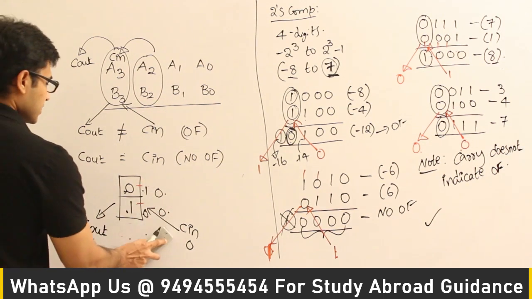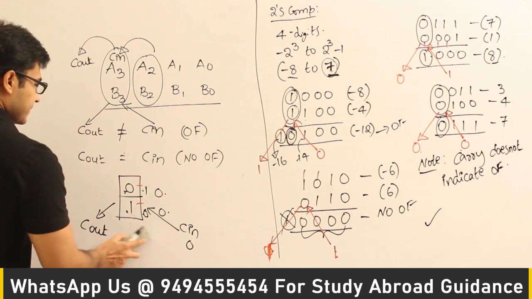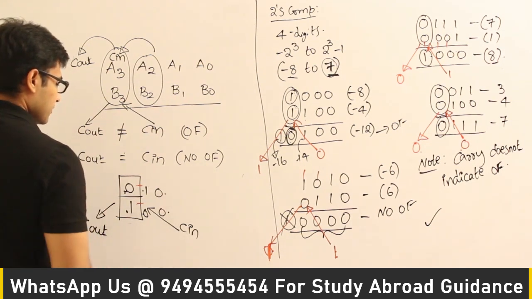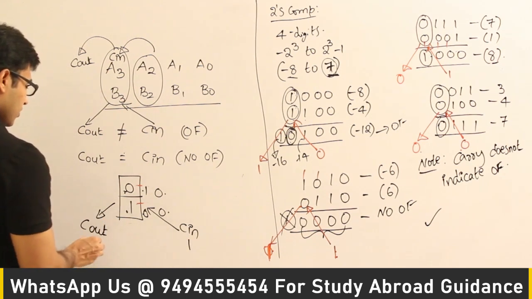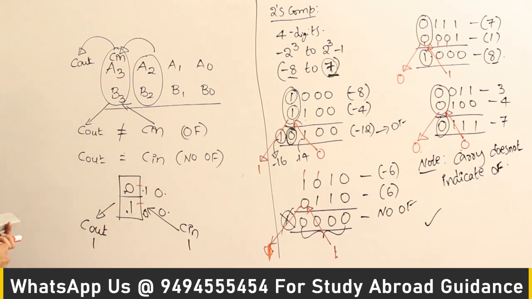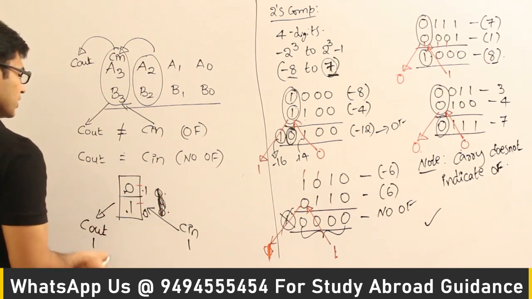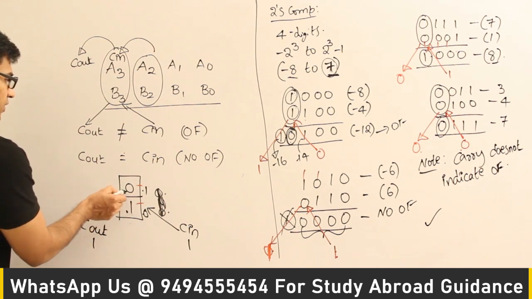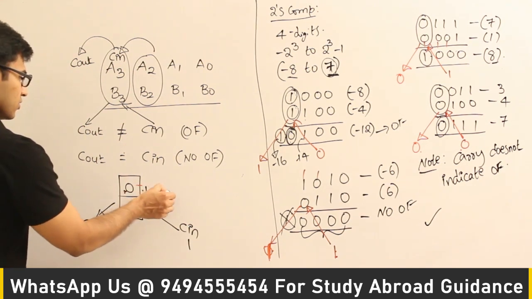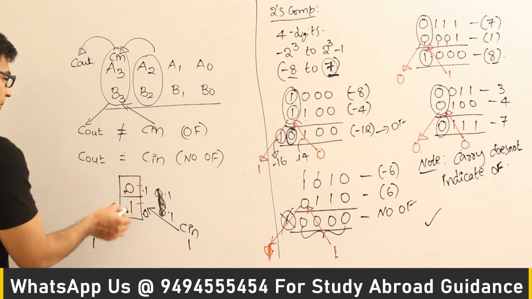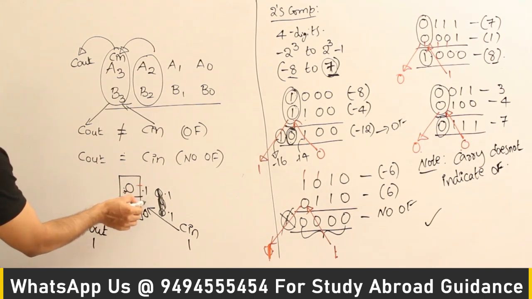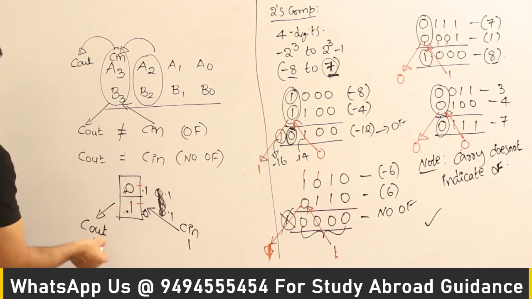And the second case is when the carry in is 1 and carry out is 1. When will this case be possible? When carry in is equal to 1, when will the carry out be equal to 1? It will be possible only when we have 1 1 here, 0 0 0 1 0 and 1 1, which means when we add two numbers of opposite signs, then it is possible.